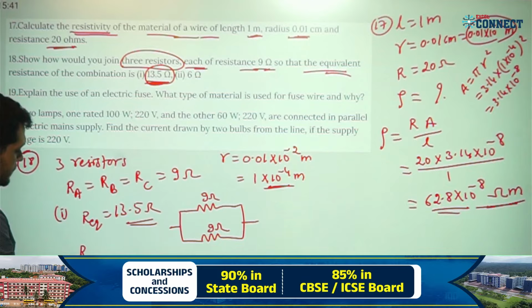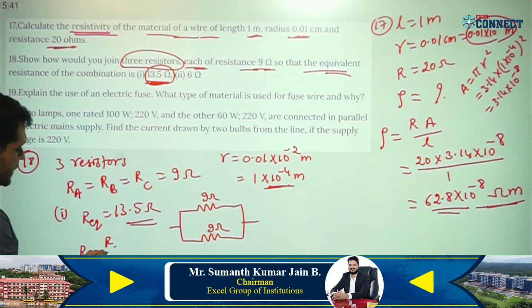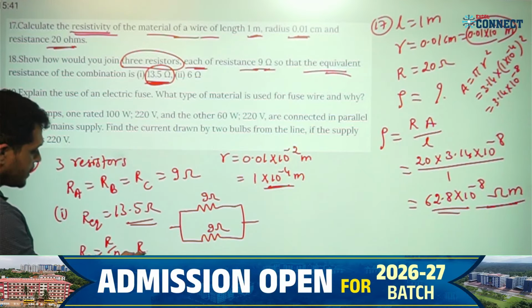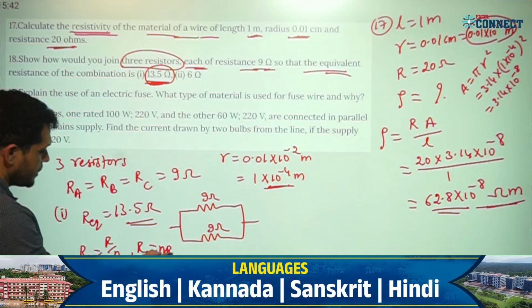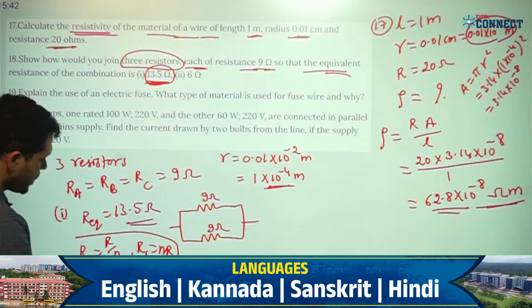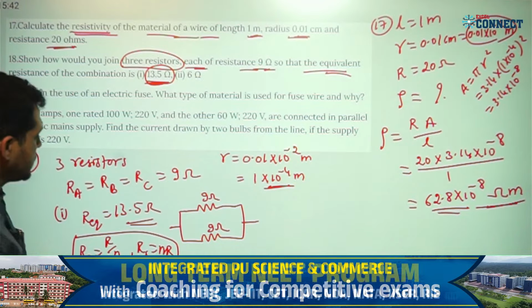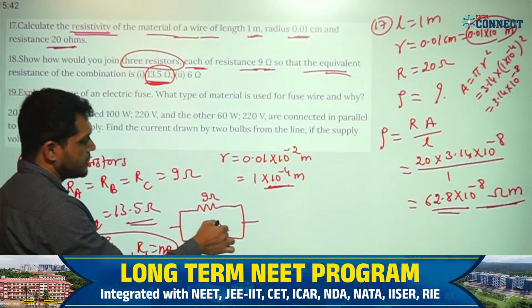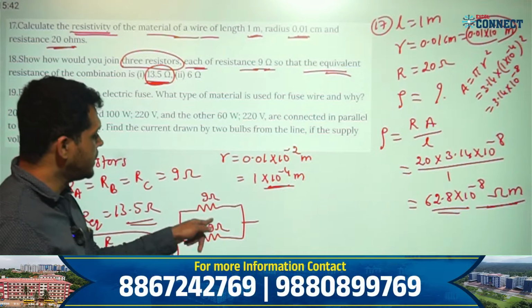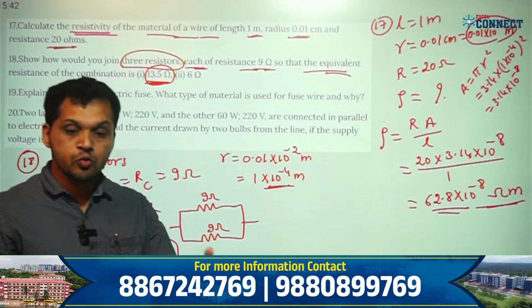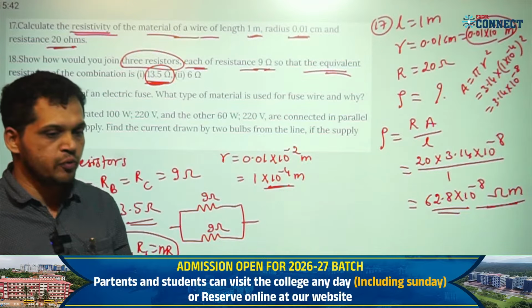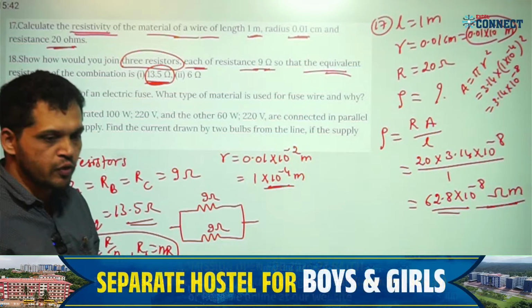R parallel is R by N. R series is N times R, correct? All of you remember this. Now, if I connect two 9 ohm resistors in parallel, what is the equivalent? 9 and 9, I get 4.5 ohm.